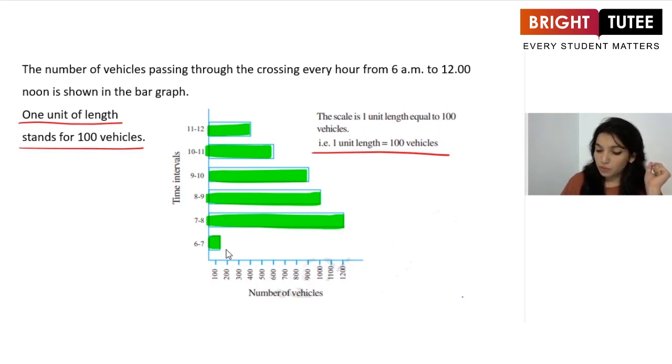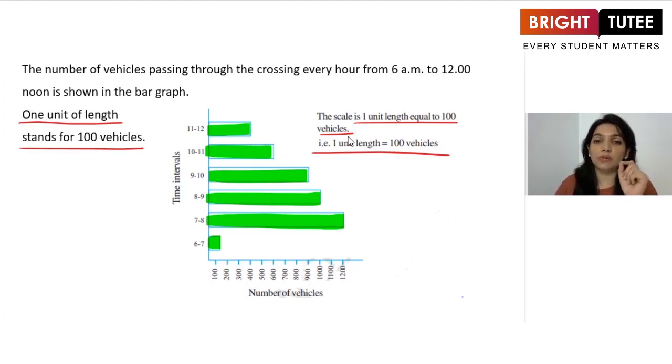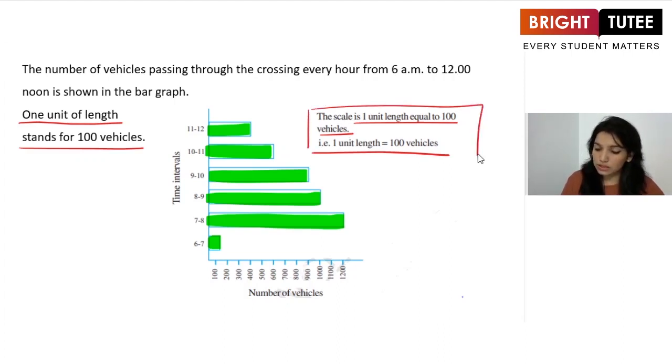How? Here, what we are representing is the number of vehicles that are passing through the crossing from 6 a.m. to 12 noon. This is the information we are gathering in the bar graph. So here it says the scale is 1 unit length equal to 100 vehicles. Very important, every time you are making any graph, you need to write what each unit is represented by. Okay, very important, you need to write this in every bar graph.